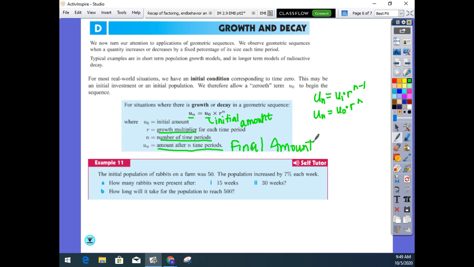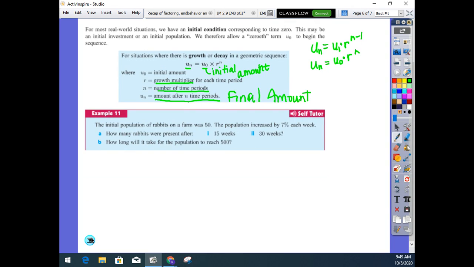Okay, so the initial population of rabbits on a farm was 50. Initial, that means our u sub 0. At time 0, there are 50 rabbits. The population increased by 7% every time.